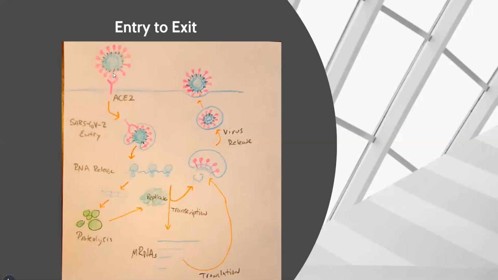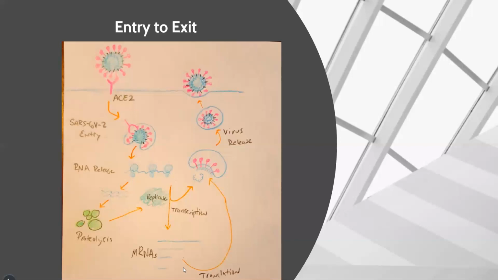So going through it again, binding to ACE2, entry in, fusion of the membrane releases the virus's RNA. We get a bunch of transcription and translation going on all in here. And ultimately, we make more virus, and the virus is ultimately released and goes back out to the body to infect more cells.